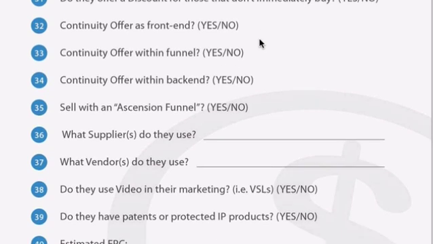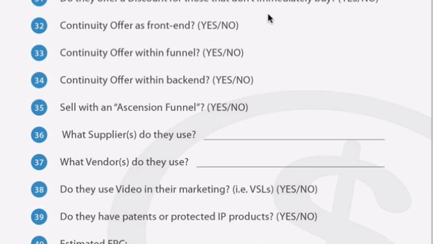Number 31 here, do they offer a discount for those that don't immediately buy? A lot of companies do a downsell type thing where during the funnel process, not necessarily on the front end for a discount, but they may offer an upsell of some sort. And if you don't take it, then they'll offer you a discounted rate as a downsell.